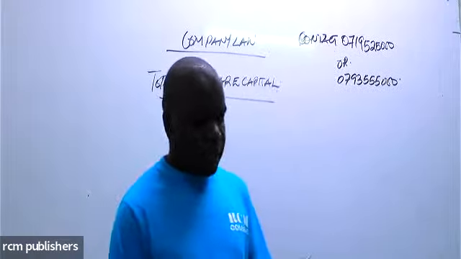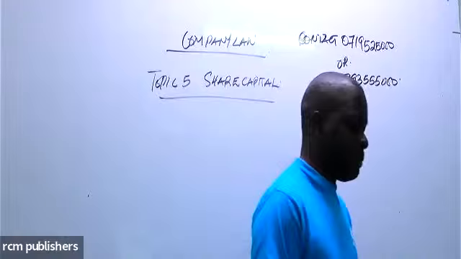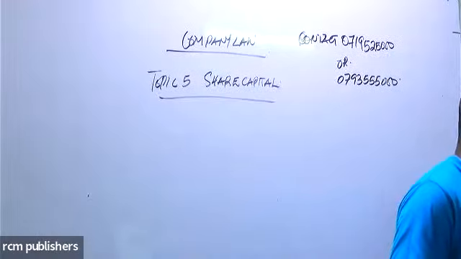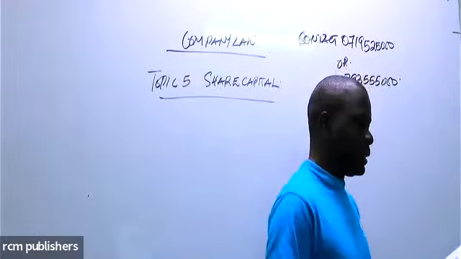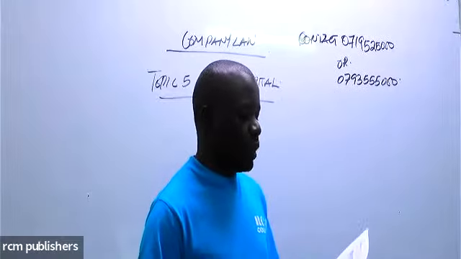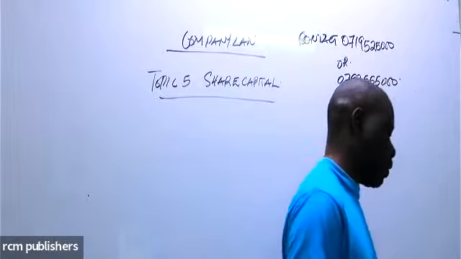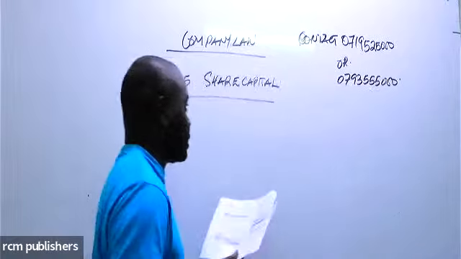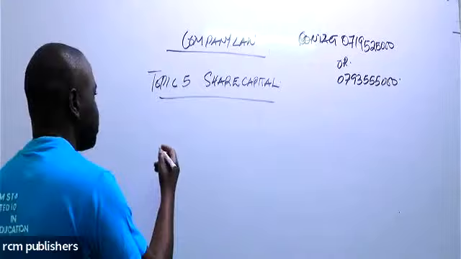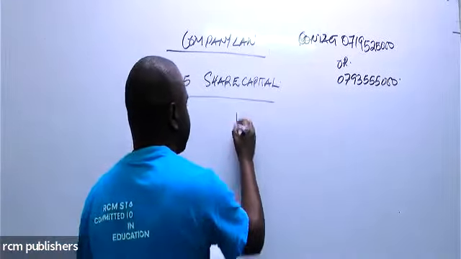So we left at the point where we were looking at a misleading prospectus. We said a prospectus that contains misrepresentation of facts is what we call a misleading prospectus. So we left at the point where we were looking at the remedies. Remedies in case of a misleading prospectus.